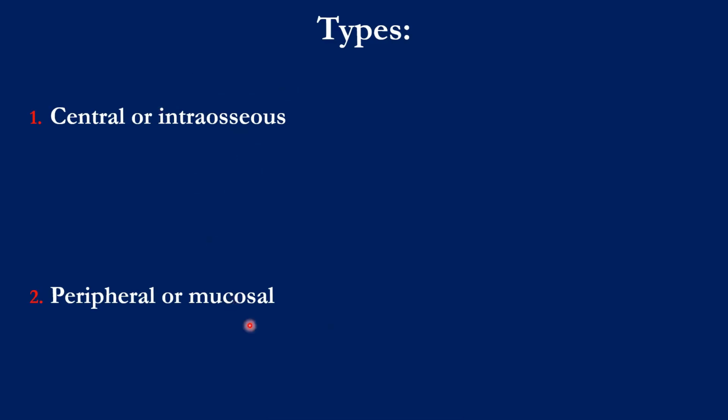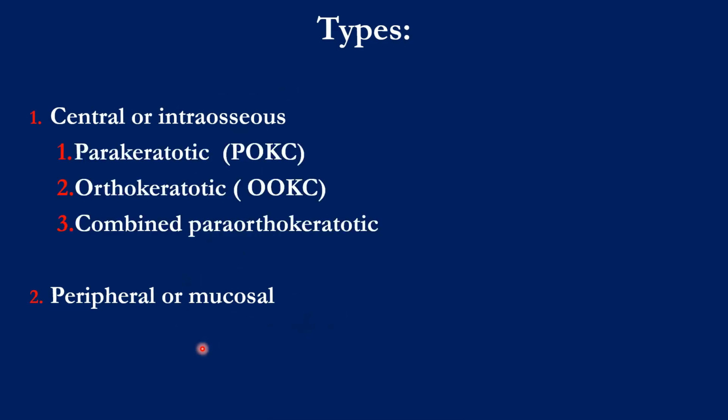I've been telling you that it is the parakeratinized type which is aggressive. So let's see which is the other type. The main types are central type and peripheral type. Central is nothing but intraosseous, and peripheral is something which arises in the soft tissue. And under central, there is parakeratinized type, ortho-keratinized type, and a combined type which has both parakeratin and ortho-keratin. So parakeratotic OKC is the aggressive one, whereas the ortho-keratinized OKCs are regular in behavior. It behaves as a simple cyst. We will see how they both behave and how they can be diagnosed and treated.